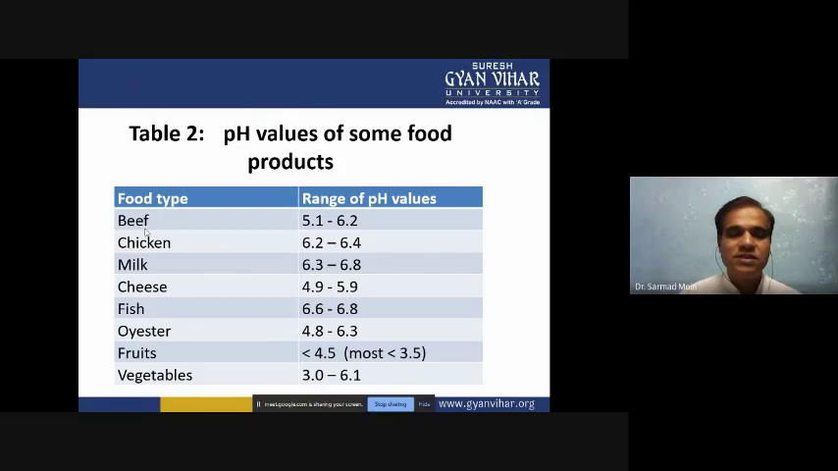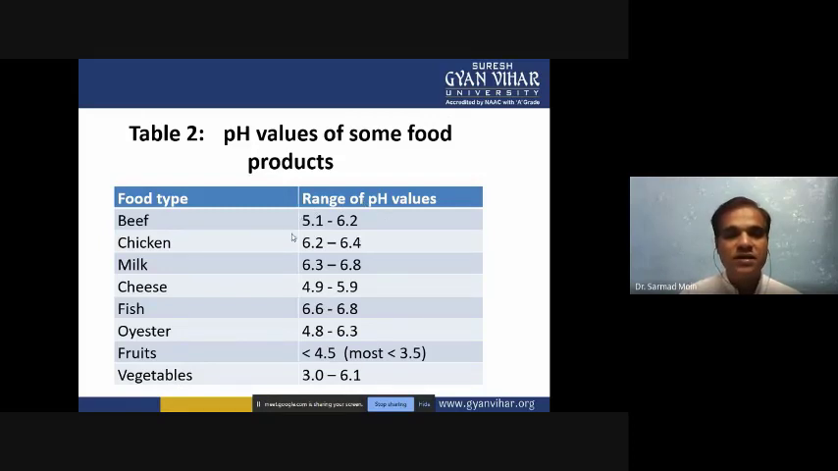Now, as examples, we will see what type of food has what type of pH range. Beef has a pH of 5.1 to 6.2, chicken is 6.2 to 6.4, and milk is 6.3 to 6.8. These are all basically acidic environments. Cheese, fish, oyster, milk, chicken, beef all have an acidic environment. Many fruit varieties like citrus fruit are more acidic, less than 4.5 and most less than 3.5, and vegetables are 3.0 to 6.1. These are all acidic types of food.